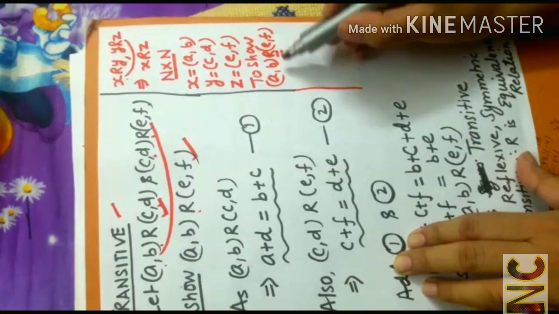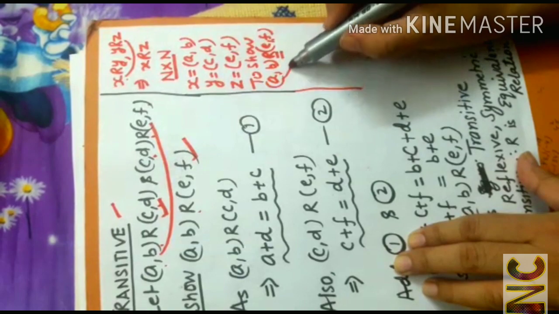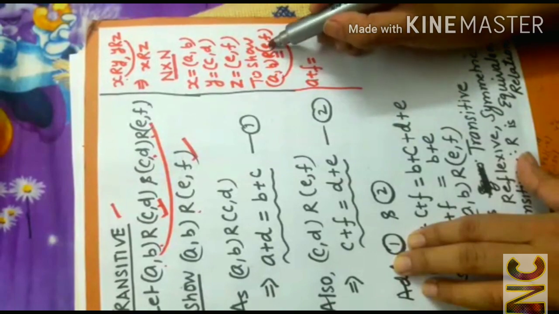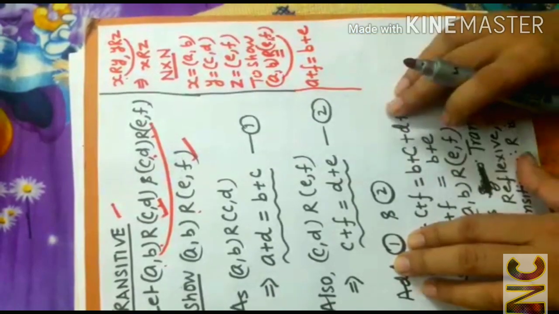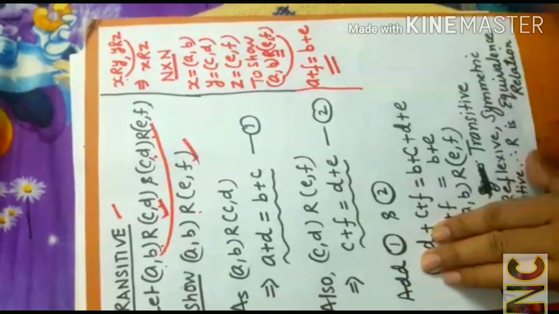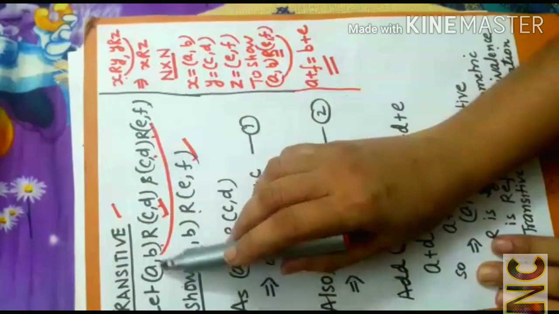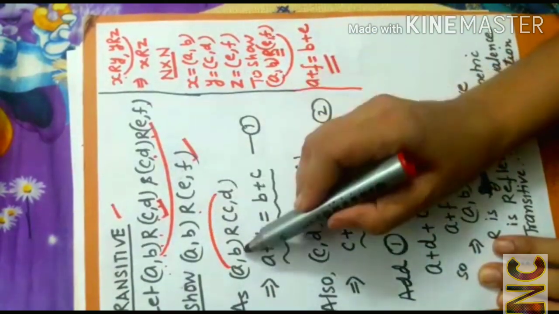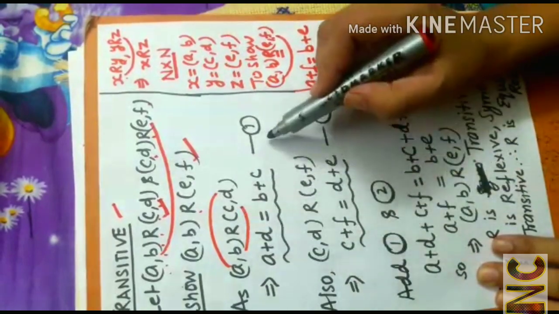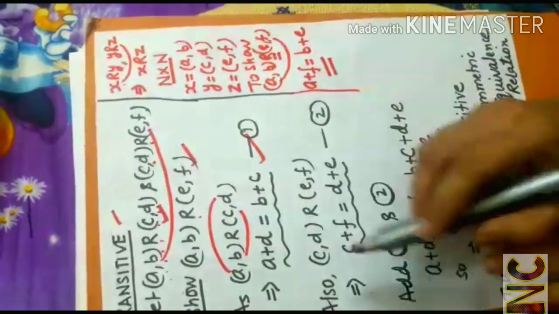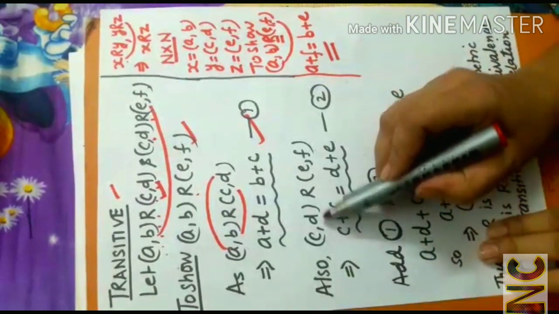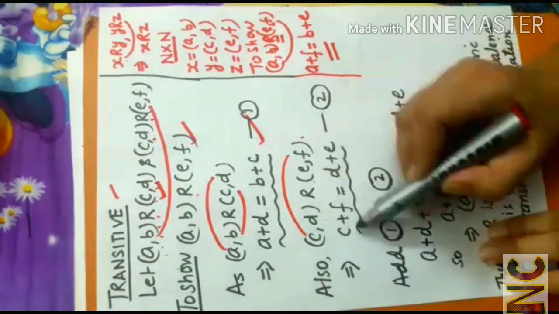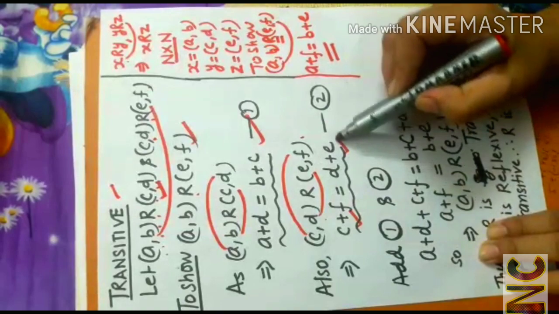Now by definition of R, these two will be related if the sum of these two, that is a plus f, is equal to the sum of these two, that is b plus e. So I need to show this. We are given (a, b) is related to (c, d). So by definition, a plus d should be equal to b plus c. This is our first equation. Also, (c, d) is related to (e, f). So again by definition of R, c plus f should be equal to d plus e.